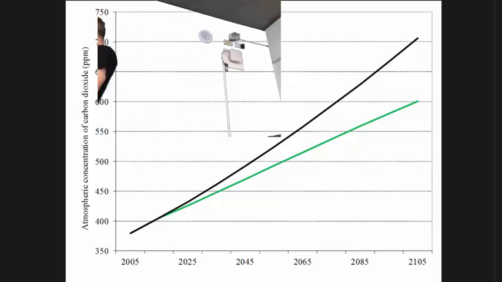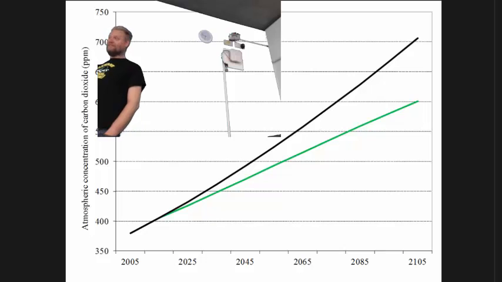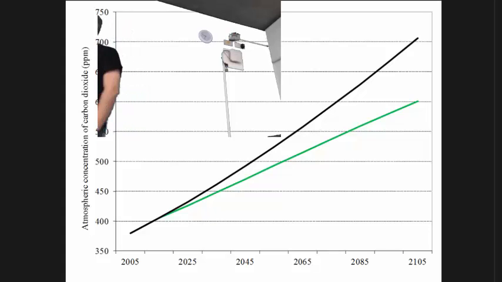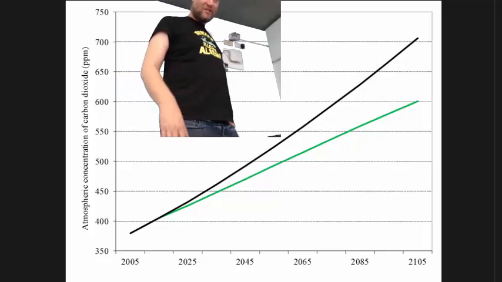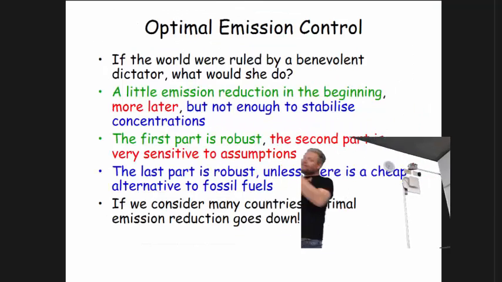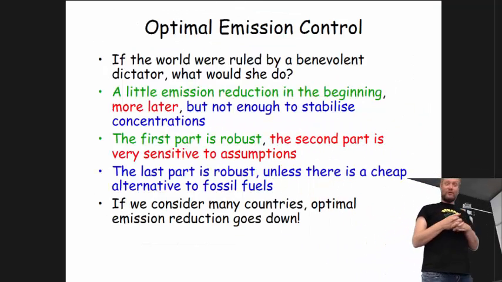At the same time, this is no stabilization, right? The green curve is not stabilization of CO2. CO2 is rising, right? It's just rising at a slower rate than it otherwise would have. What did we just conclude, right?